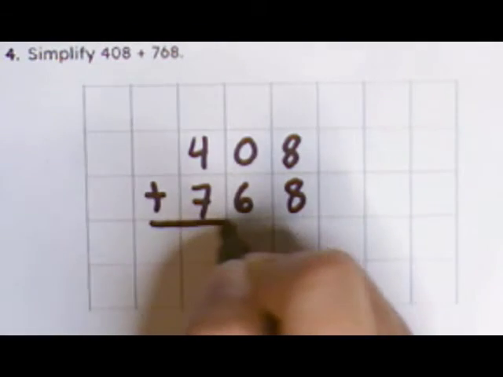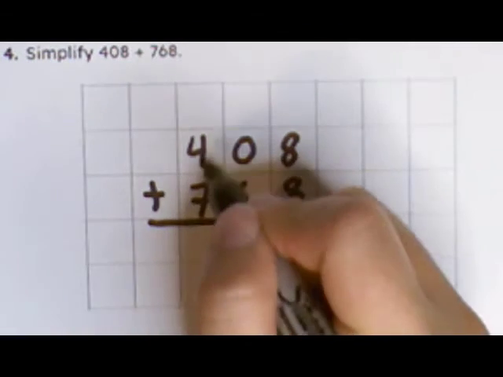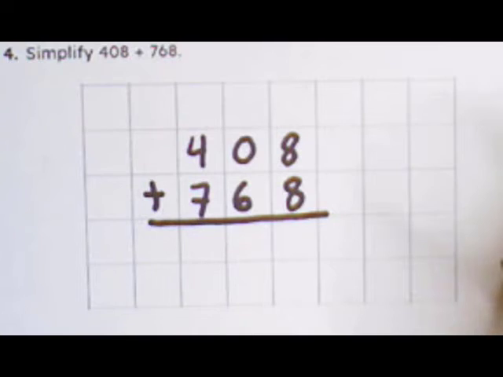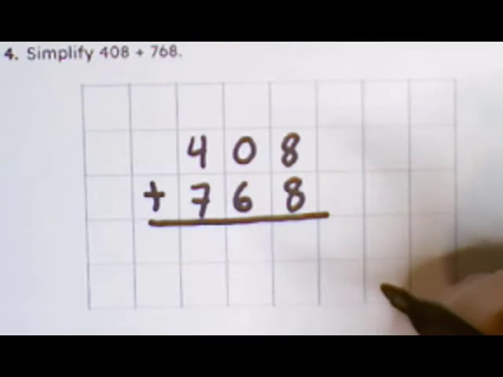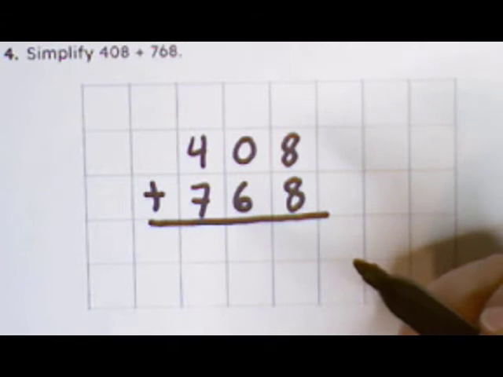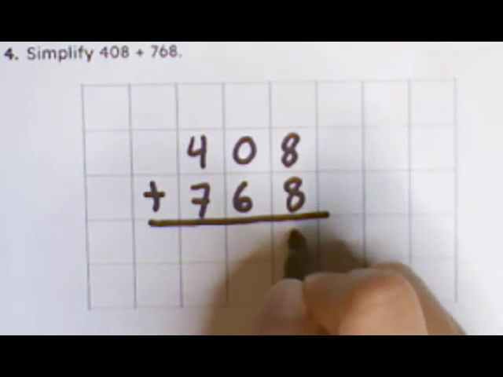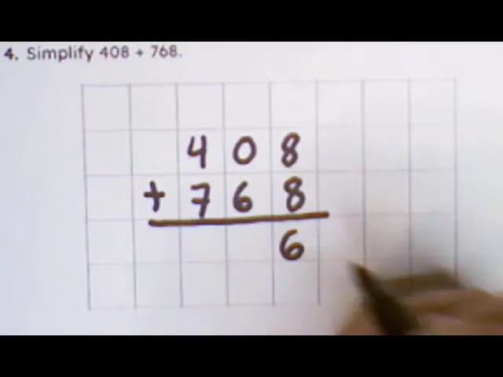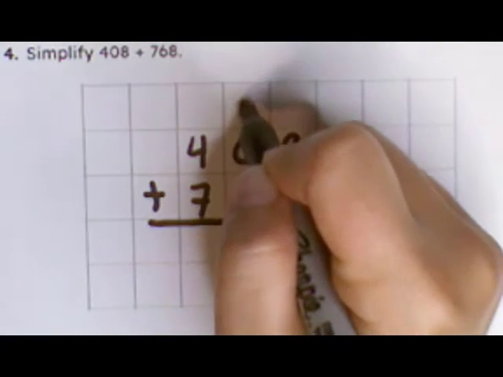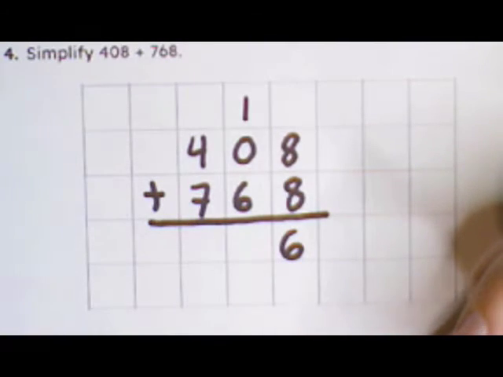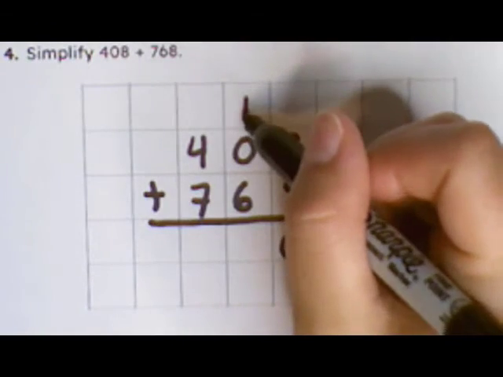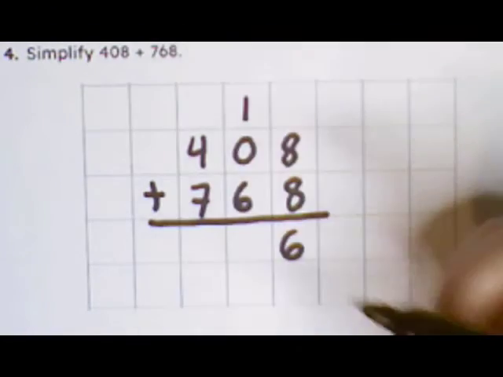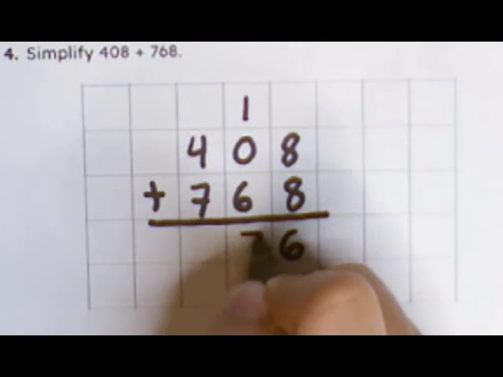So I'm combining my ones, I'm combining my tens, and I'm combining my hundreds. 8 ones and 8 ones is 16 ones. And that's like having 6 ones and 10 ones. 6 ones I write here. 10 ones is the same as 1 ten. So I regroup a 1 or carry that 1 to the next column. 1 ten plus 0 tens plus 6 tens is going to give me 7 tens.